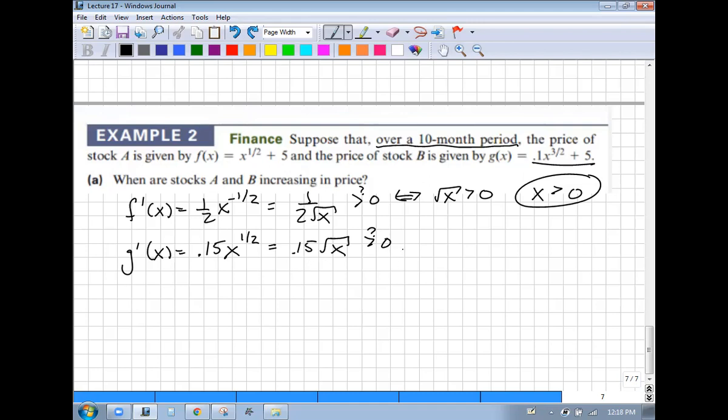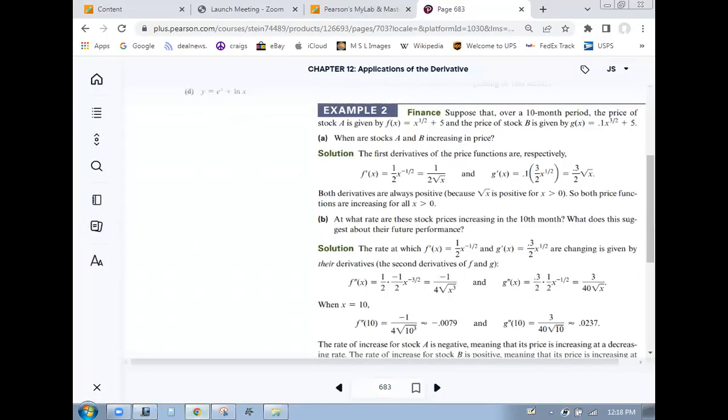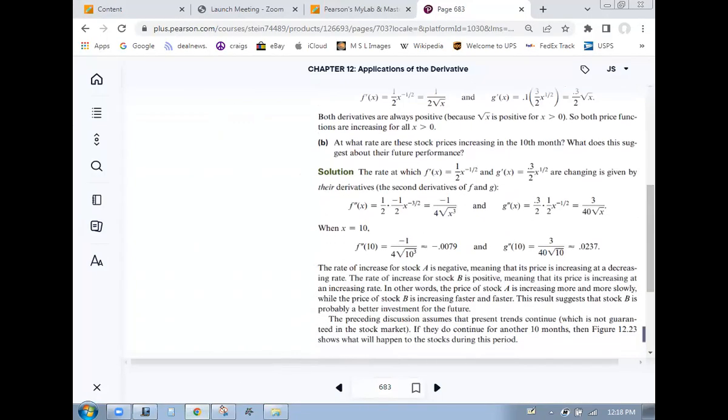So again, when is this positive? Well, 0.15 is always positive. So when is the square root of x positive? Well, it's positive for any positive value of x. The square root of x is always positive, except for 0. So that's when they're increasing. That's the easy part.